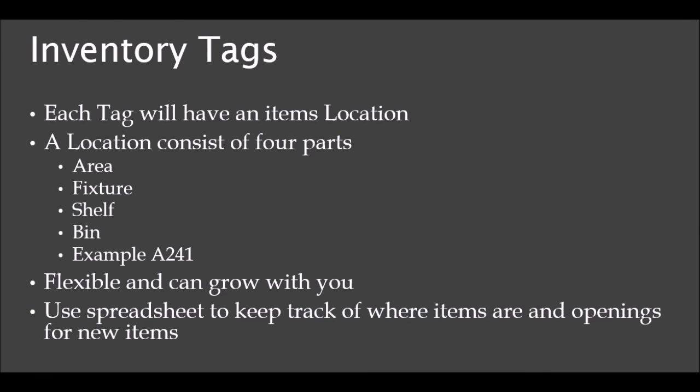This system, I did not come up with my own. I found it online. I found an example very similar to it, but I like the idea that it's very flexible and it can grow with you. So as you get larger and larger and you gain more areas or gain more fixtures or shelves or so on, you can always add on to this system. And because of the nature of Excel, it's very easy to sort your inventory list, if that is how you're keeping track of your eBay inventory. It's easy to sort it and find items very quickly.